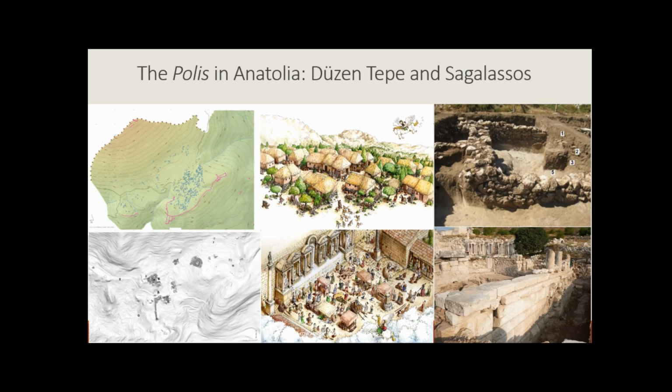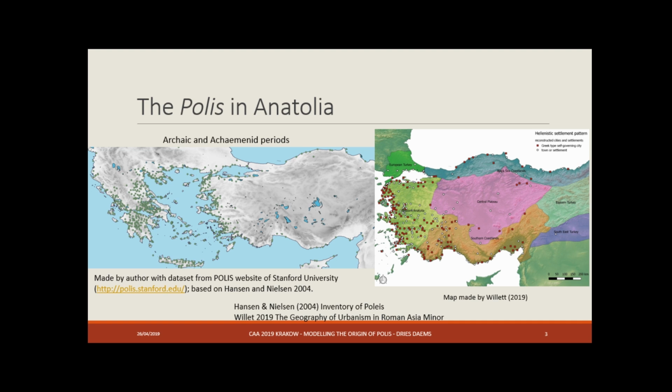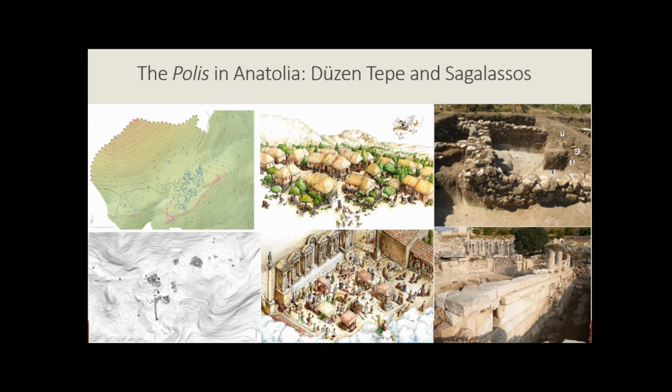I want to illustrate that by means of two cases. On the one hand, Tuzentepe, and on the other hand, Sagalassos. I should have mentioned, by the way, that we're located here in the southwestern part of Anatolia. These two communities originated more or less at the same time in the 5th century BCE. And we have a lot more information about these early phases for Tuzentepe, just for the reason that this community was abandoned somewhere in the early 2nd century BC.